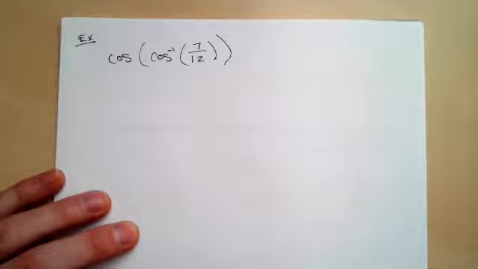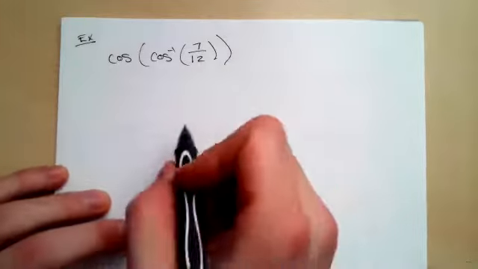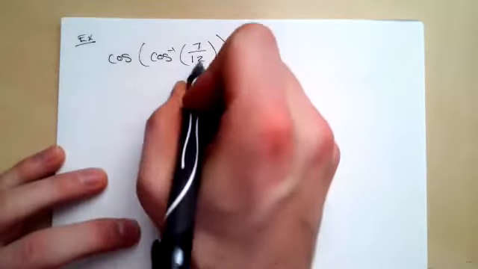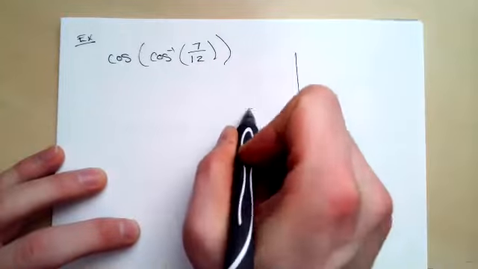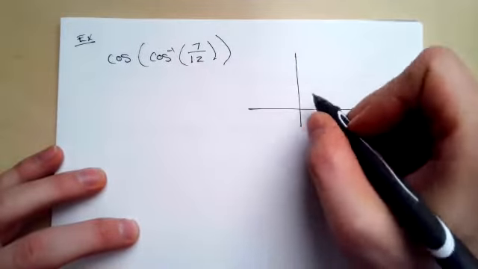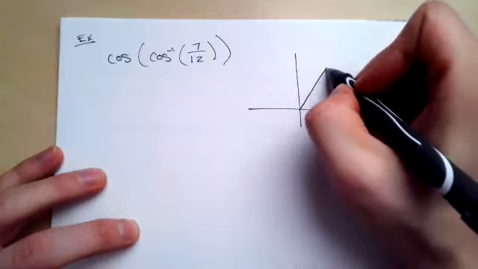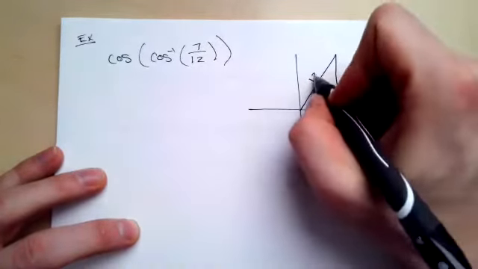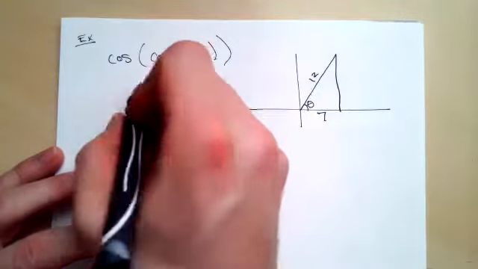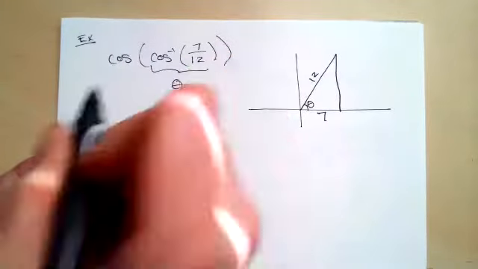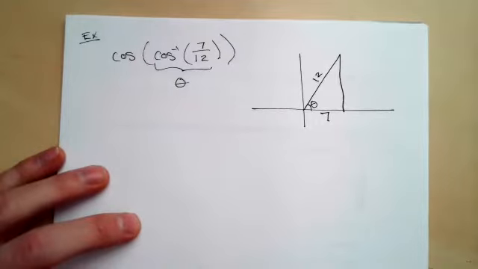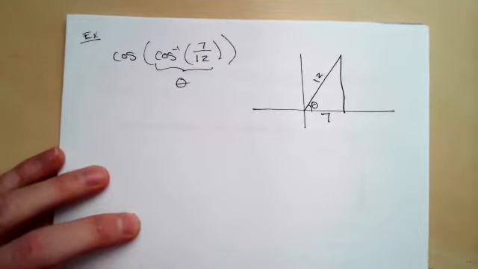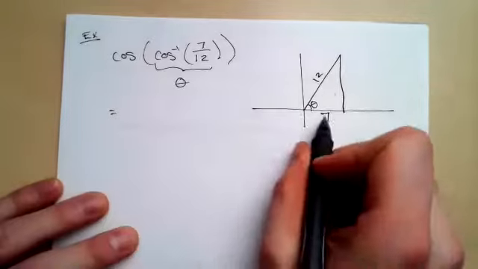So how would we do this one? When we want to simplify something like this, just like we did in the first example, the ratio is positive, so the angle is going to be in quadrant 1, with a cosine ratio of 7/12. And then when I evaluate cosine on that, what are we going to get? That same ratio.